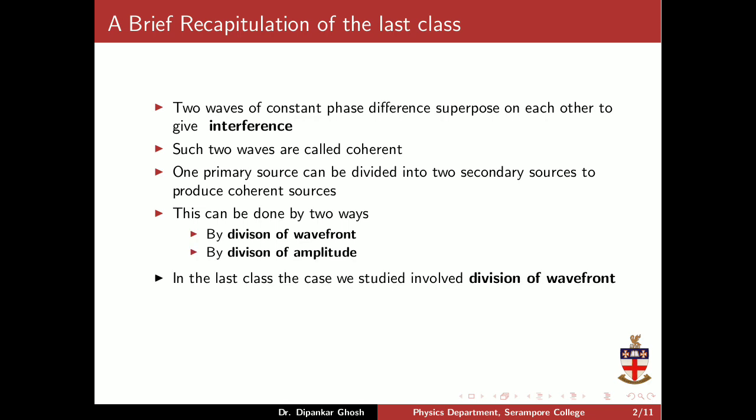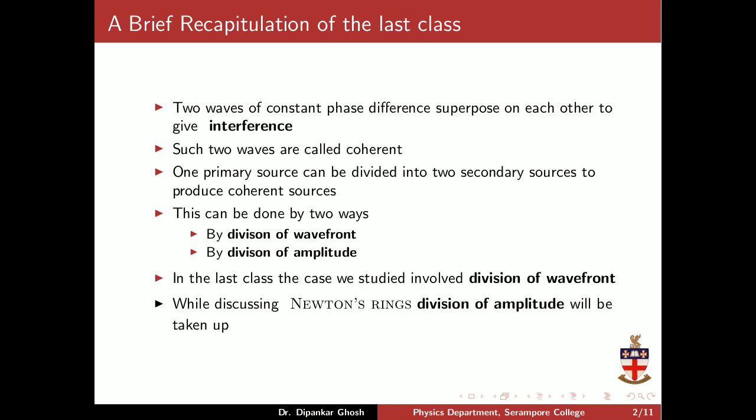What we discussed in the last class, that is, placing a barrier with two apertures in front of a primary source such that the two apertures are equidistant from the primary source, was a typical example of interference by division of wavefront. Division of amplitude, however, will be taken up later when we deal with Newton's rings.